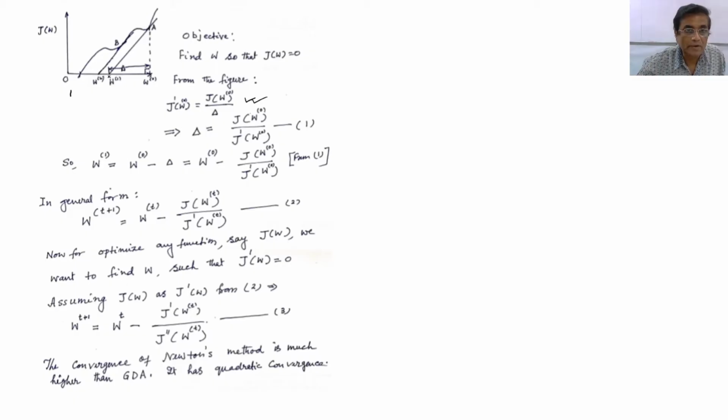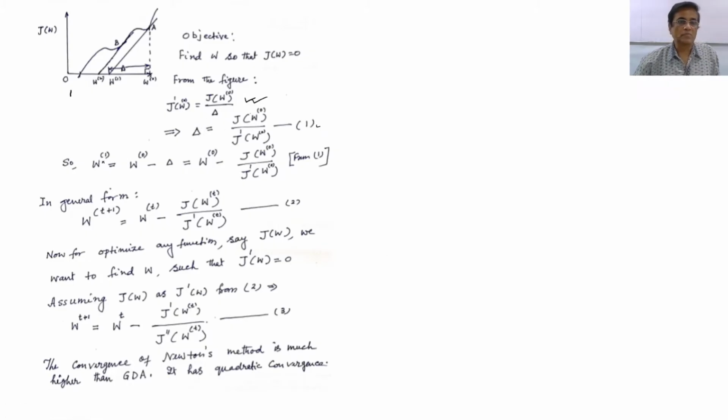So what will be the W1? W1 is from here to here, okay? This is equal to from here to here minus delta. So W0 minus delta. So now we can write this down: W1 equals W0 minus, and we put this value of delta here, okay, which is clear.